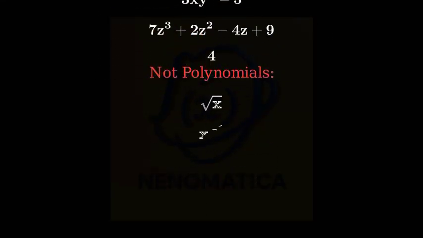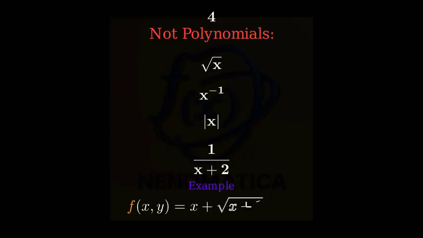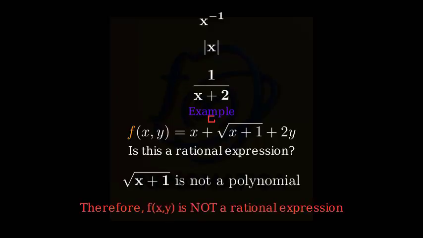For example, the square root of x, x to the power of -1, or the absolute value of x are not polynomials. Now, let's see an example of a non-rational expression. Here we have f of x, y equals x plus the square root of x plus 1 plus 2y. Is this a rational expression? Let's check. The function contains the square root of x, which is not a polynomial. Therefore, f of x, y is not a rational expression.